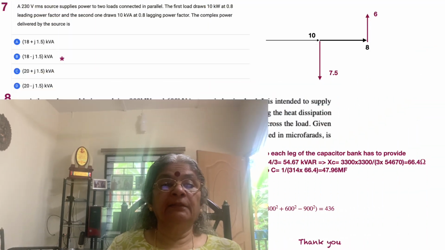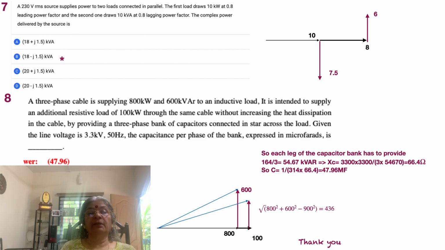Moving on to the last problem, the 8th in this session. A 3-phase cable is supplying 800 kilowatt and 600 kVAr to an inductive load. So 800 kilowatt is drawn there, and 600 kVAr is the inductive load requirement being transported by the cable. It is intended to supply an additional resistive load of 100 kilowatt. So the requirement has gone up, with an active power requirement of 100, so in total 900. That's also shown in the diagram.